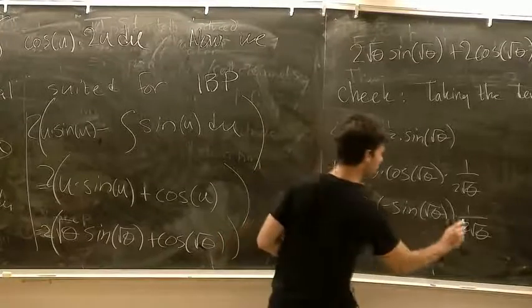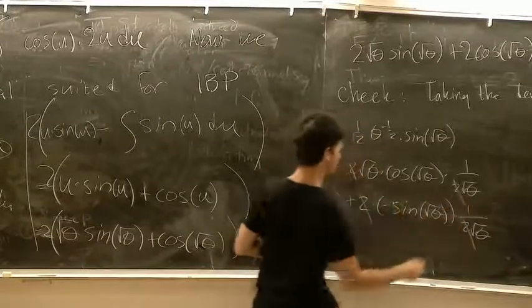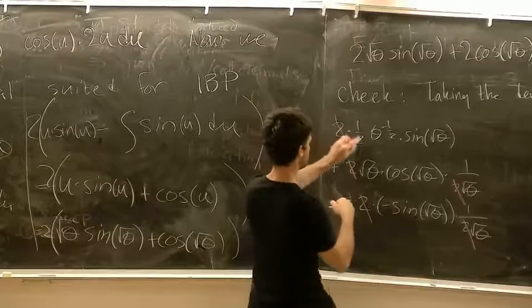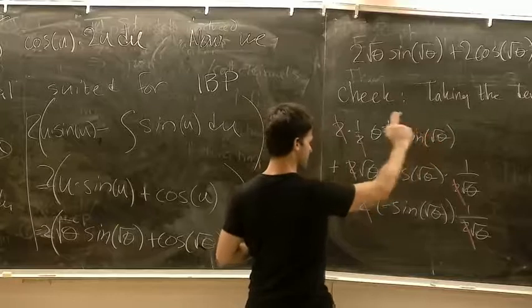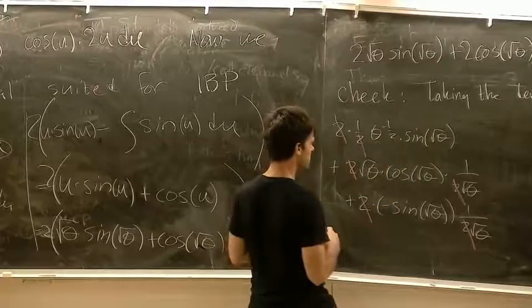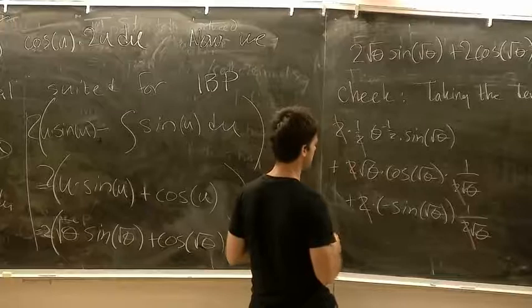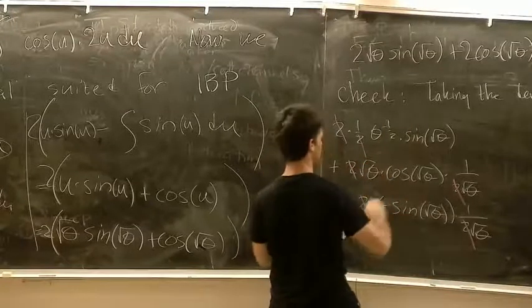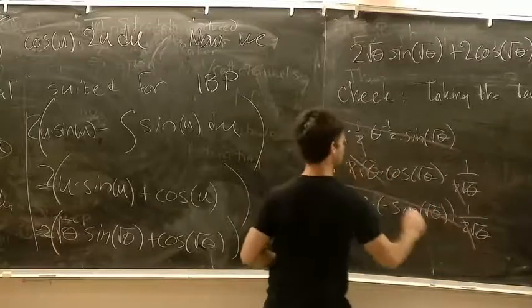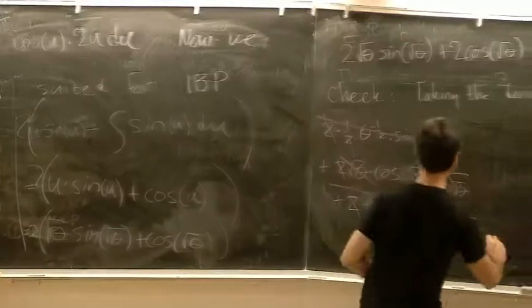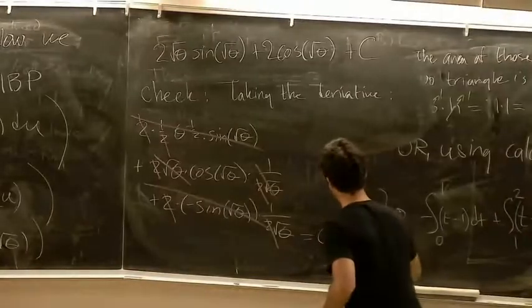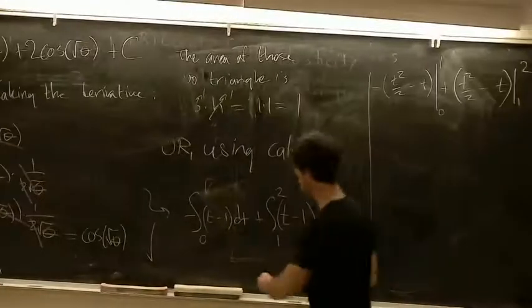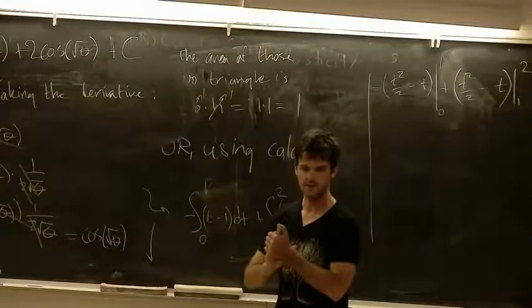Let's see, these 2's cancel out. These 2's cancel out. These 2's cancel out. This is sine root theta over root theta. Yes. So these 2 terms cancel out, and the root thetas cancel out. OK, these guys cancel. These guys cancel. And what I am left with is just cos root theta. Good. All right. I did it right. Any questions?